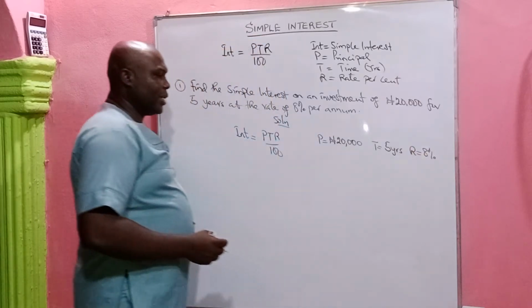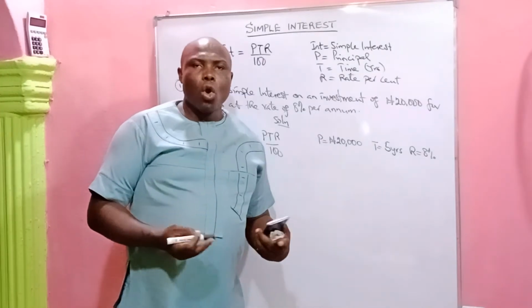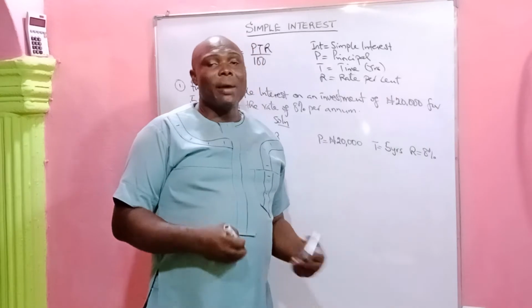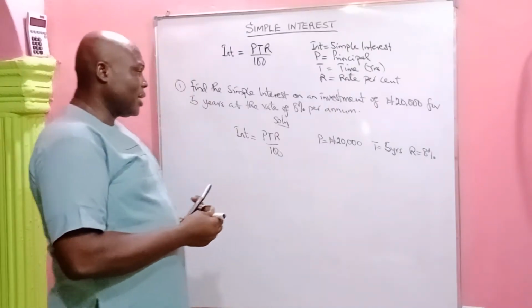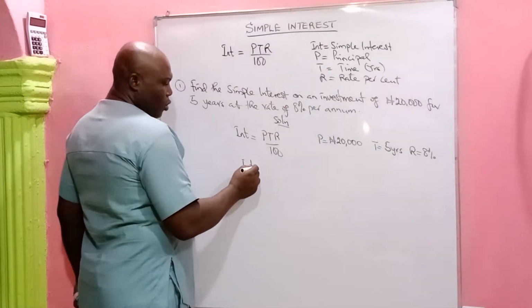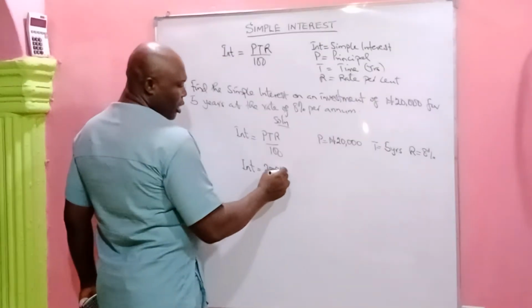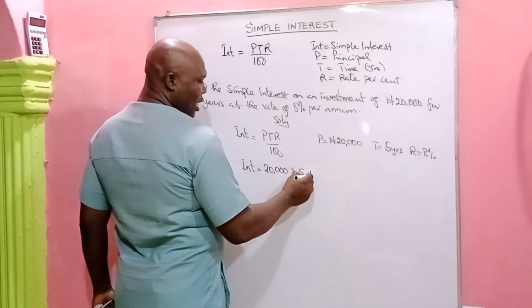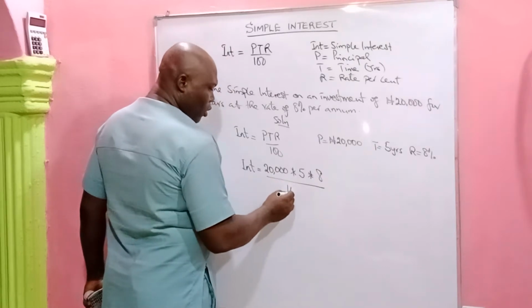And the rate is 8% per annum. But understand that sometimes the time can be given in months or in weeks, so you have to prorate. And sometimes the rate can be given as a fraction, maybe 2.5%, 5.5%, as the case may be. So let's try that. Our interest will be equal to the principal, 20,000 naira, times the time, 5 years, times the rate, 8%, all divided by 100.